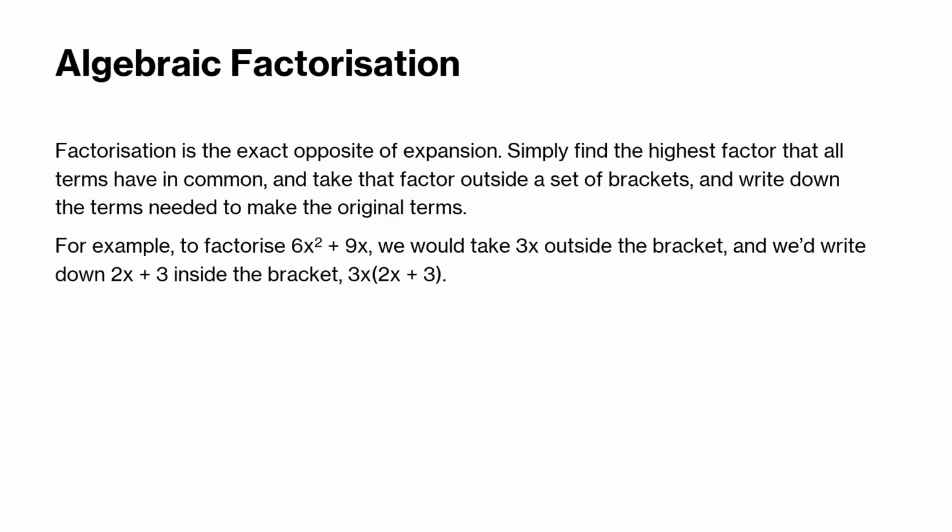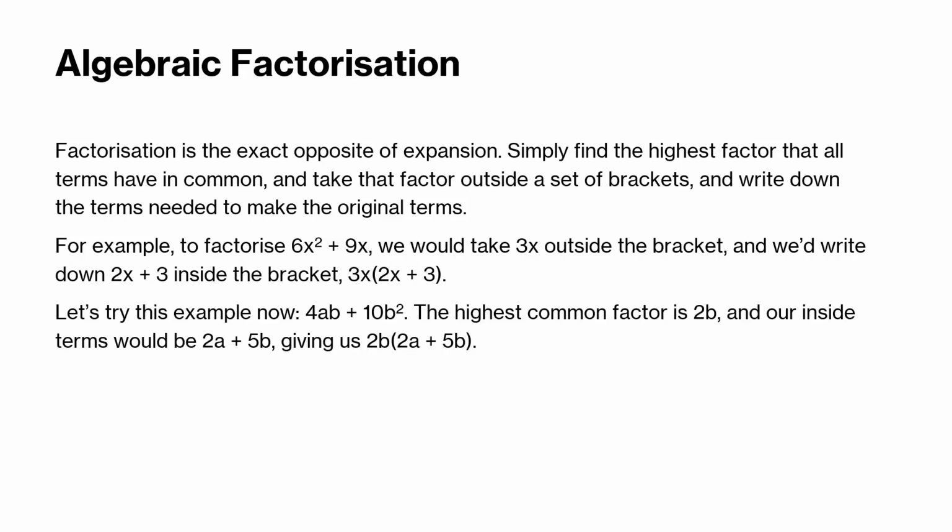Since 3x multiplied by 2x gives us 6x squared, 3x multiplied by 3 would give us 9x. Let's try with this example. 4ab plus 10b squared. The highest common factor is 2b, and our inside terms would be 2a plus 5b, giving us 2b multiplied by 2a plus 5b.